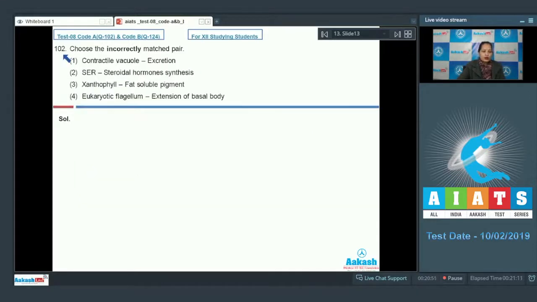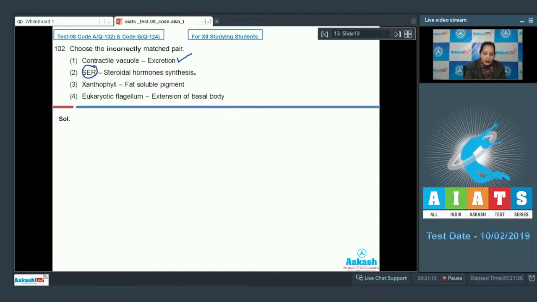Question number 102. Choose the incorrectly matched pair. First option, contractile vacuole, excretion. Second, SER, smooth endoplasmic reticulum, steroidal hormones synthesis. Third, xanthophyll, fat-soluble pigment. Fourth, eukaryotic flagellum, extension of basal body. Contractile vacuole helps in excretion. This is a correctly matched pair.